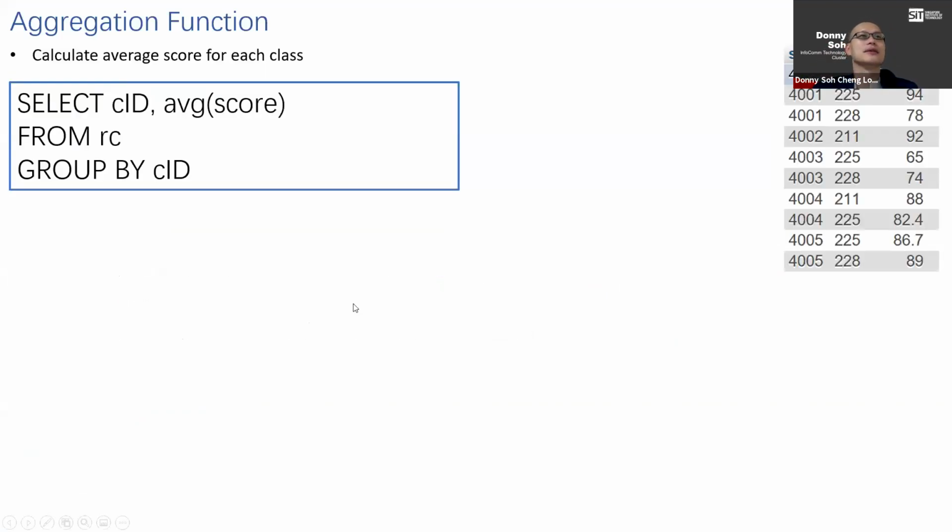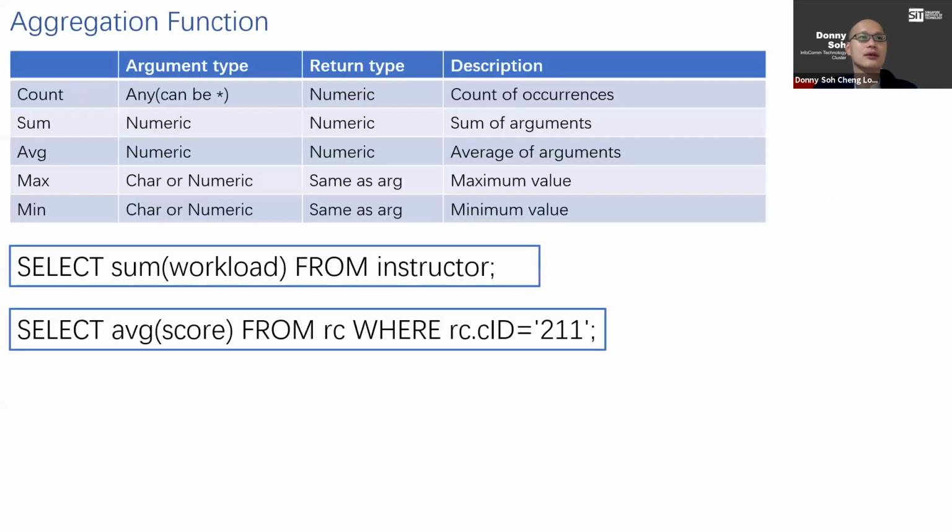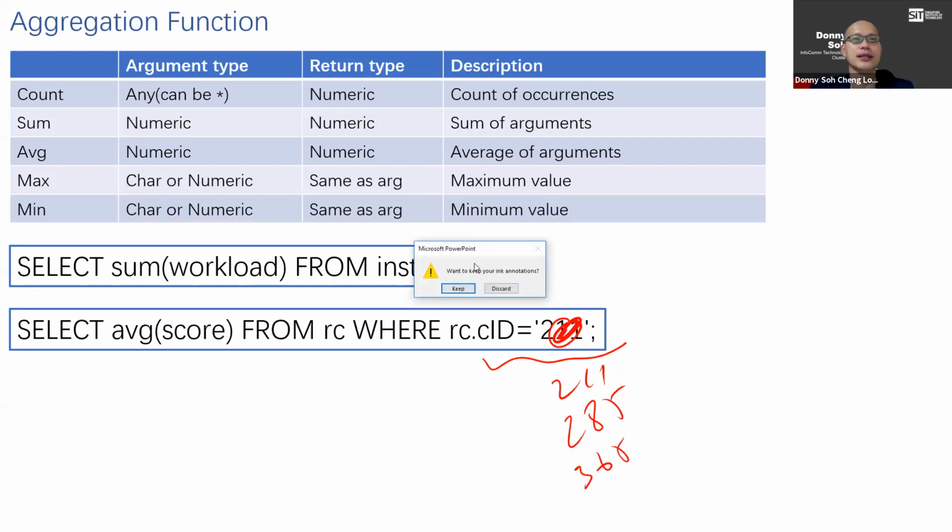Okay, the next operator, which is very related to what we did earlier, is group by. The motivation is this: let's say I have this course ID 211. If I want to find 285, I need to replace this by 285. If it's 365, I need to replace it. So I need to keep on replacing this number, which is very irritating.